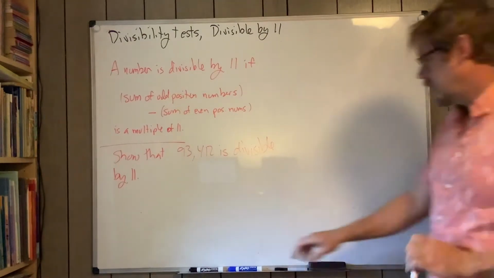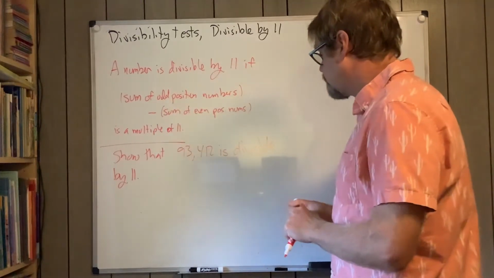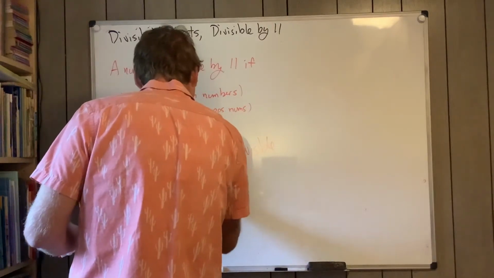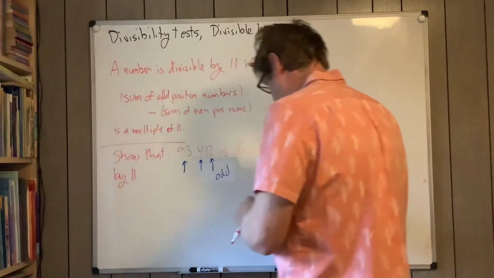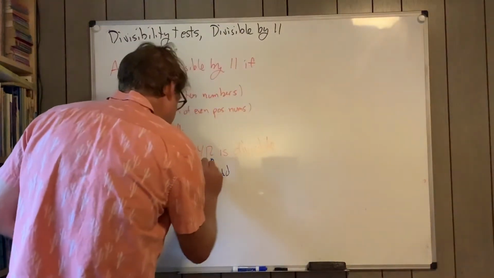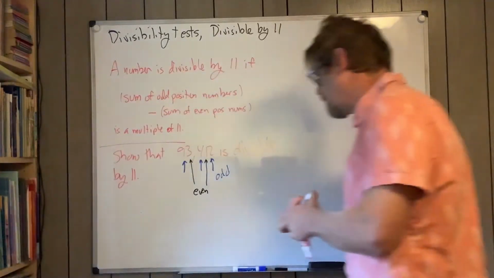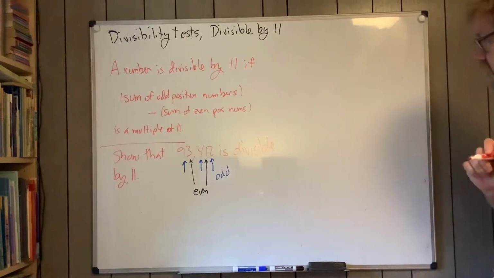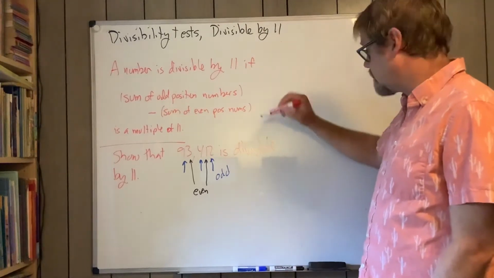Now, be very, very careful with this. The odd positions are going to be 1, 3, and 5. These are the odd, and I'm going to do them in blue here. And the even positions are 2 and 4. So it's basically every other one. Don't read this as the sum of the even numbers and the sum of the odd numbers. That's not what it is.